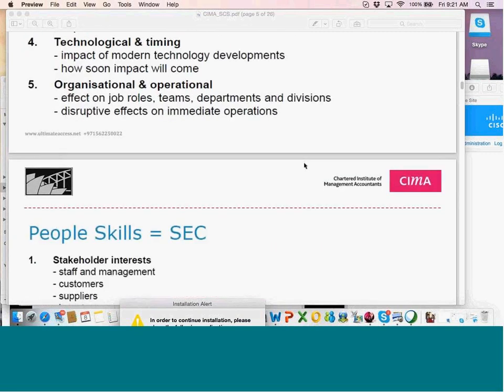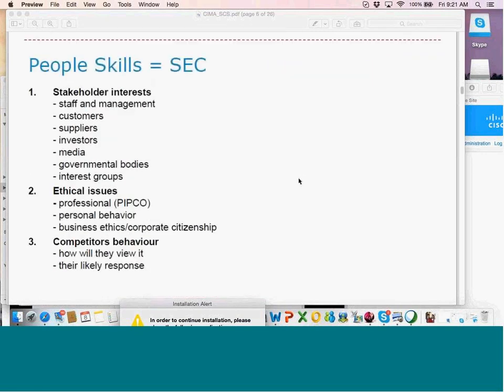Now look at the people again. What are we talking about? What are the aspects we're talking about in people's skills? It is stakeholder interest, ethical issues, competitor behavior, right? And we look at staff and management.